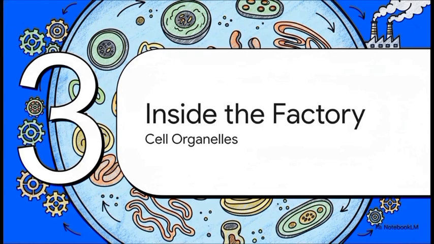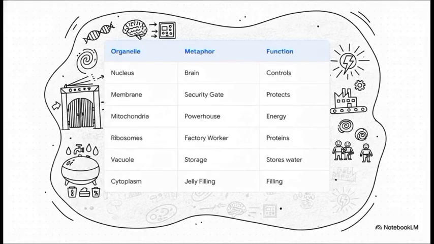Okay, Section 3, Inside the Factory. Let's talk cell organelles. This right here is your ultimate cheat sheet. Let's meet our factory managers. First up is the nucleus. Think of it as the brain of the whole operation. It controls all activities and securely holds your DNA. If the brain goes offline, the factory shuts down.